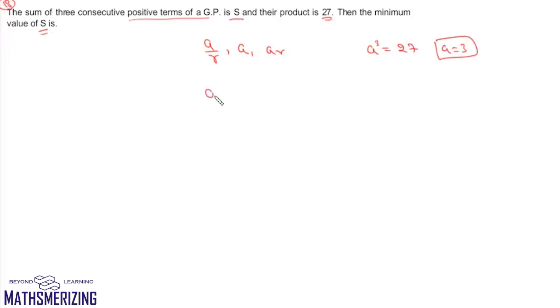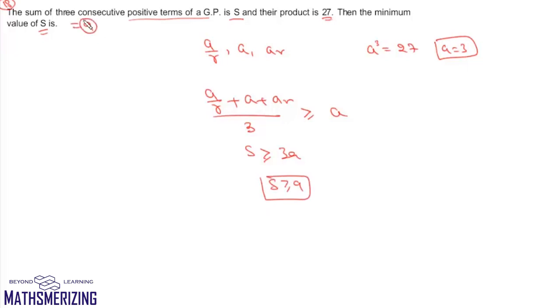So we know that arithmetic mean, which is A upon R plus A plus AR upon 3, will always be greater than or equal to its geometric mean, and geometric mean of these numbers will be simply A. Now this is nothing but S, then S is greater than or equal to 3A. Now value of A is 3. So that means S is always greater than or equal to 9. So minimum value of S is simply 9, and that is the answer to this question.